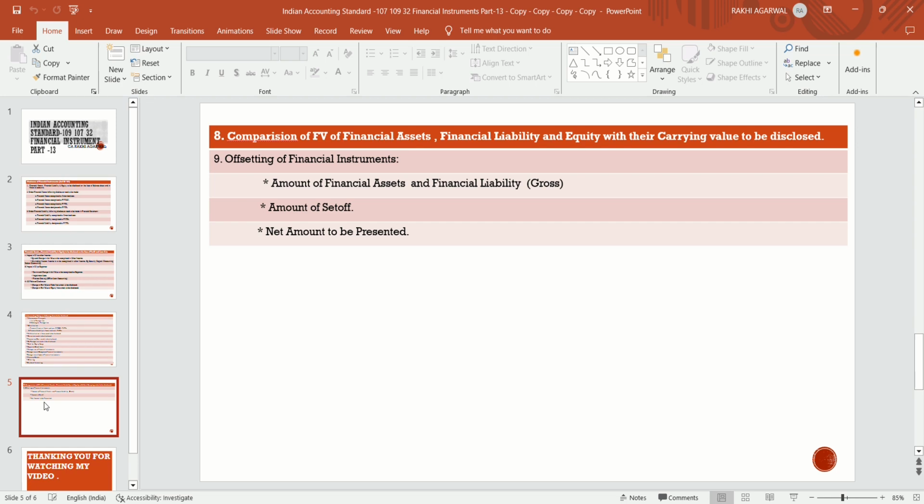Offsetting of financial instrument. The amount of financial asset and liability is to be offset. The amount of set off and net amount is to be presented. So the gross amount of financial asset and financial liability needs to be disclosed, and it should be offset with each other, and the net amount is to be presented in the notes to accounts or balance sheet.